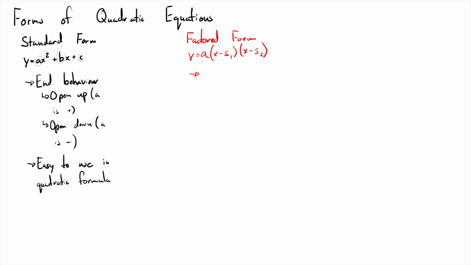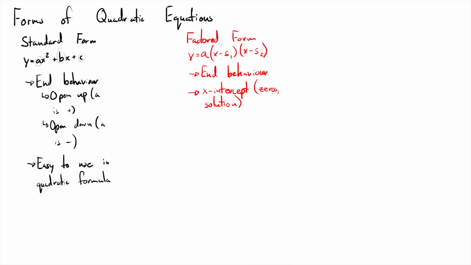So the first thing, again, we have an a here, so it's going to tell us the end behavior. It's going to tell us that it opens up if a is positive, and opens down if a is negative. So that's good. Tells us the end behavior. And the second thing, it gives us the solutions. Okay, and what does that mean? The solution is the x-intercept. And it's also sometimes known as the zeros or the solution to the quadratic equation.